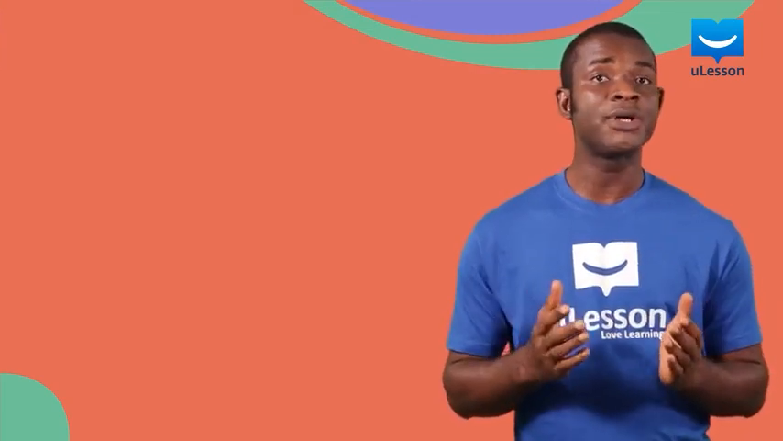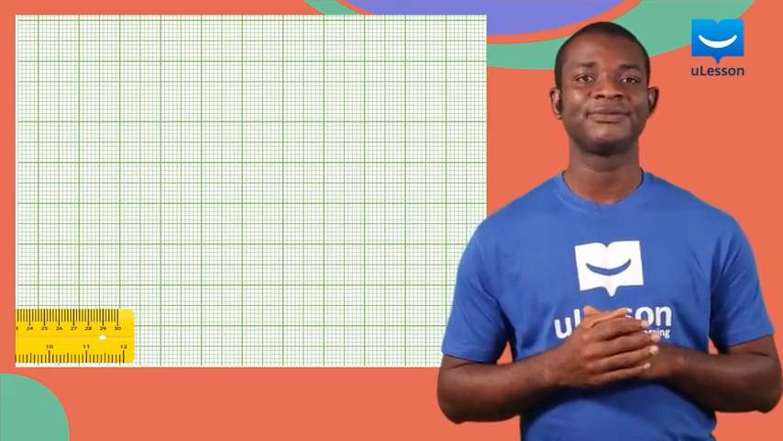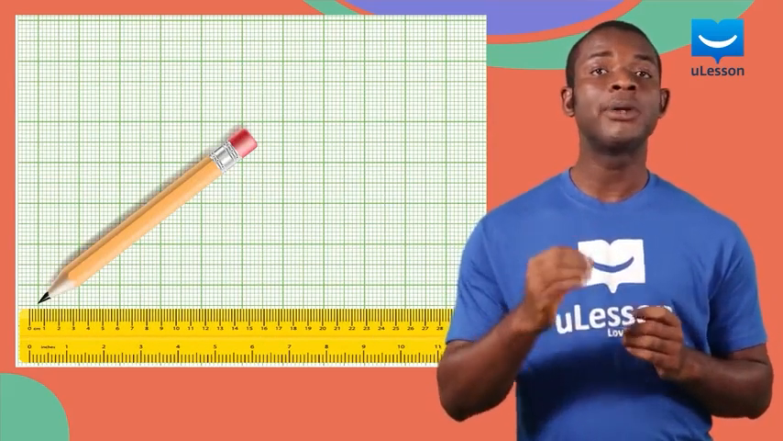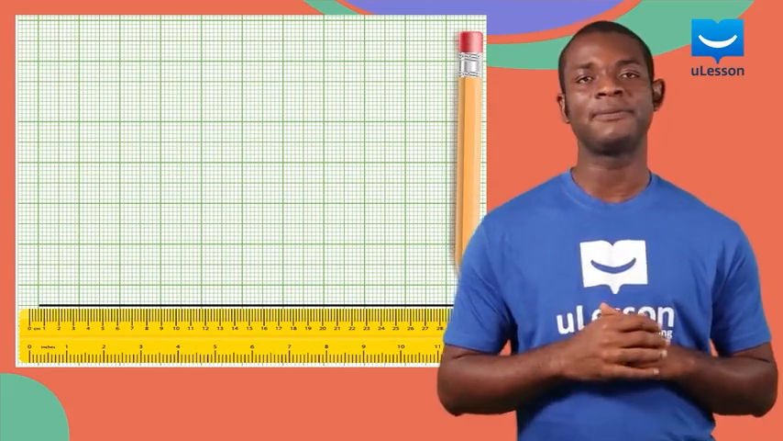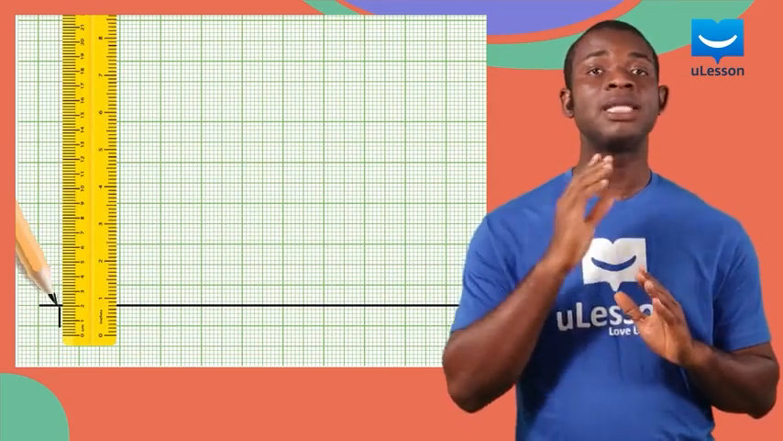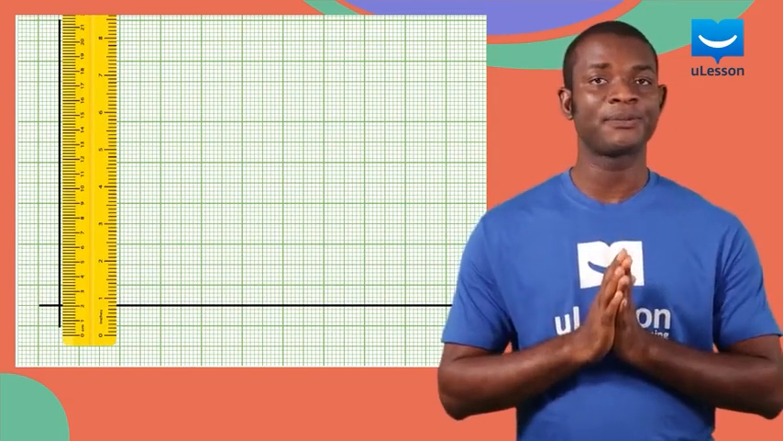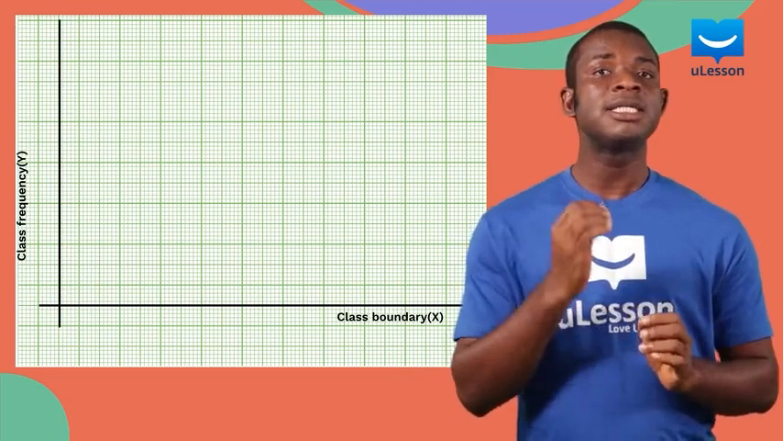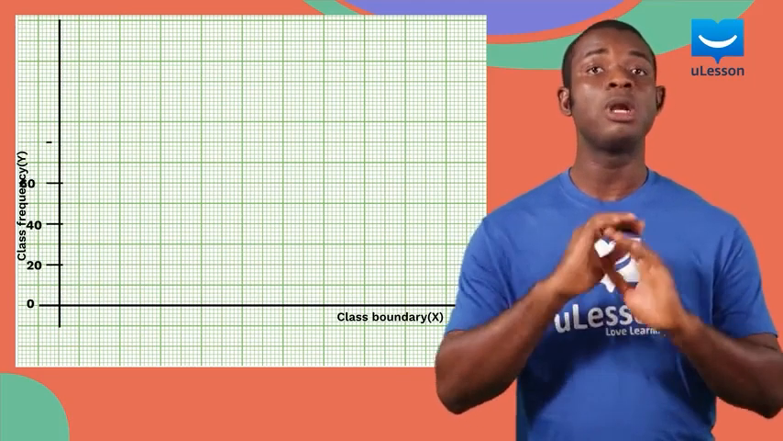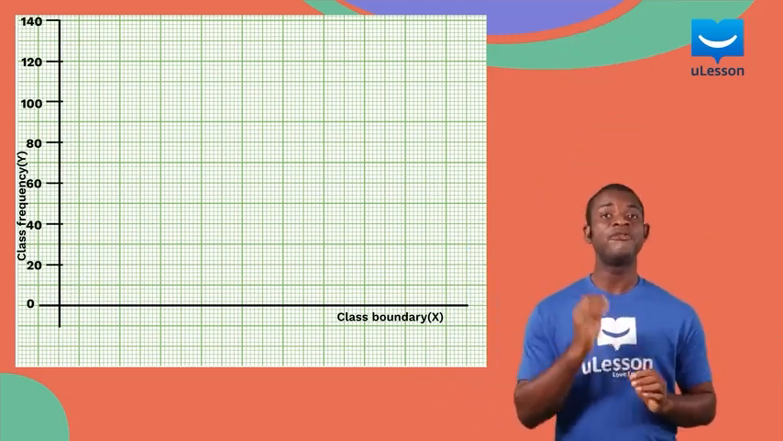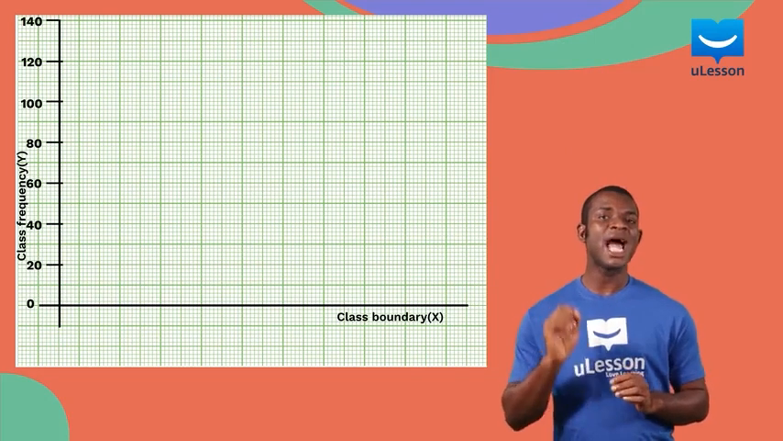It is the same procedure as that of the bar chart, and we will be making use of a ruler and pencil. First, we draw out the axes and label them. Remember that there are no spaces on the histogram. In addition to that, since the class intervals are equal throughout the data, the frequency determines the height of each of the bars.